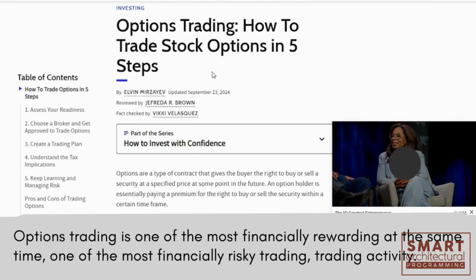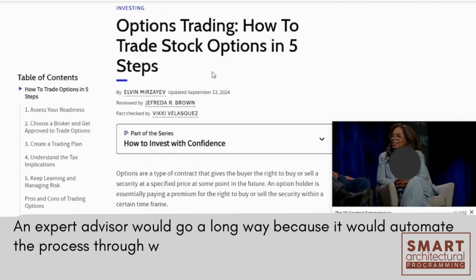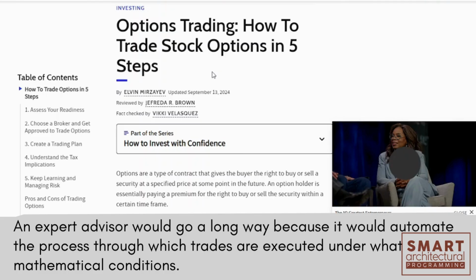Now, options trading is one of the most financially rewarding, and at the same time one of the most financially risky trading activities. So to make it more standardized and safer, an expert advisor would go a long way, because it would automate the process through which trades are executed, under what mathematical conditions the trade should be executed, and under what conditions the trade should be exited, right? At the same time, it can also limit losses and remove the emotional element of buying and selling in trading. So all of that seems very fruitful even in the context of options trading, making it a less risky instrument to trade with, basically.